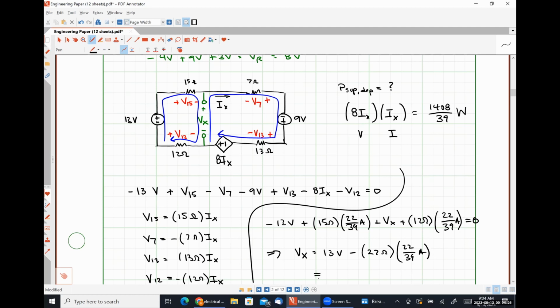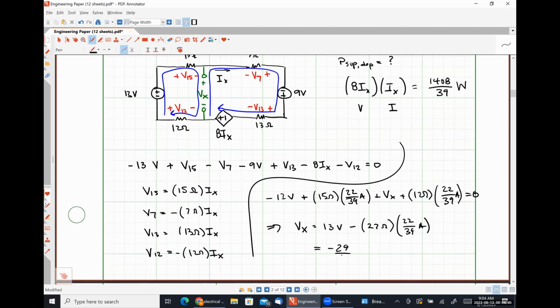And that's going to be a number. Once again, I forgot a calculator, so somebody else tell me what that is. Minus 29 thirteenths of a volt. Okay.